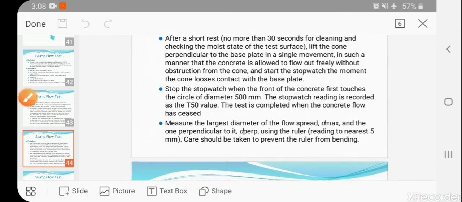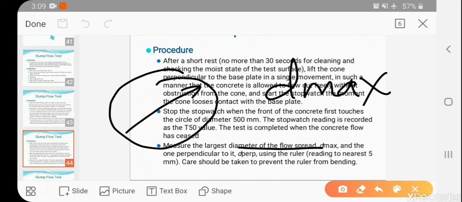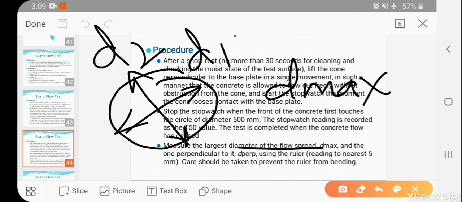And measure the larger diameter. Measure the larger diameter of the flow spread. That is called D max. D means nothing but diameter maximum. And one more thing, while calculating the diameter, you should measure the diameter perpendicular to the previous one. This will be D1 and this will be D2. And take the average of these two, D1 plus D2.